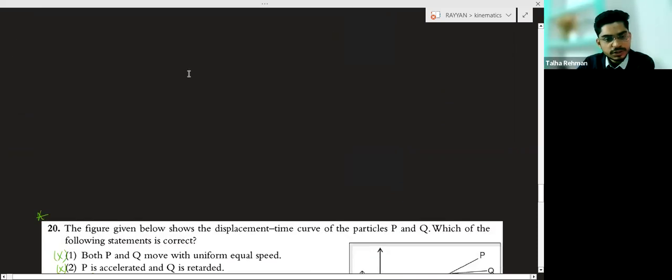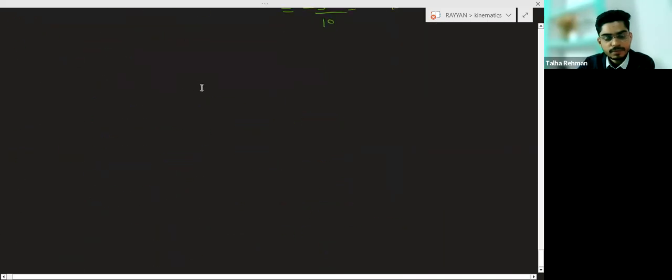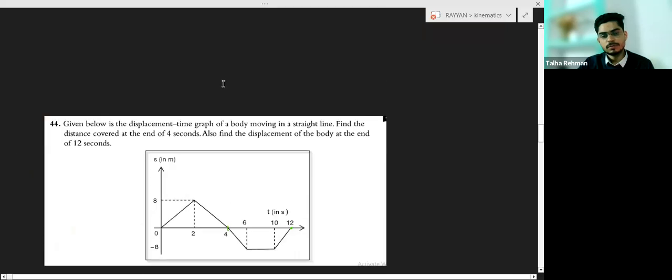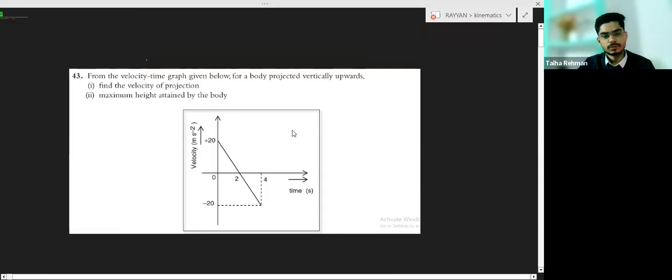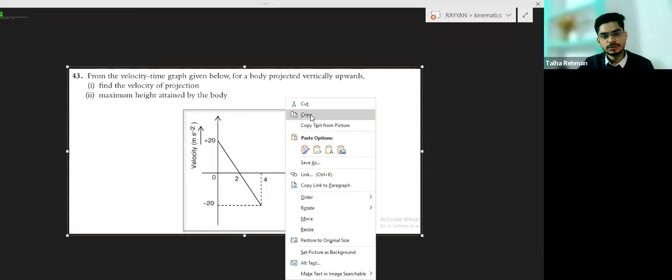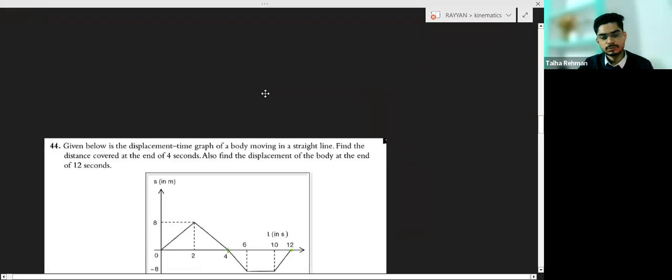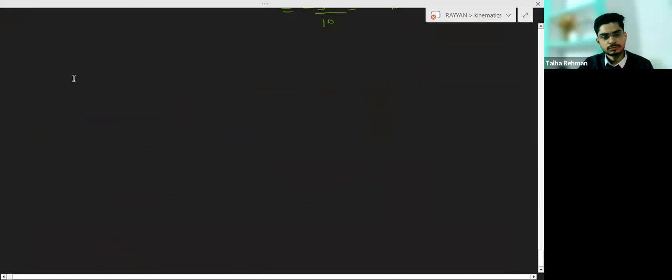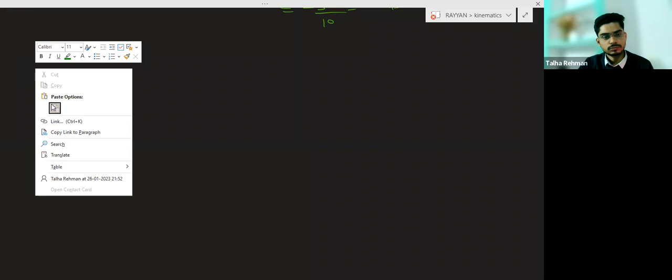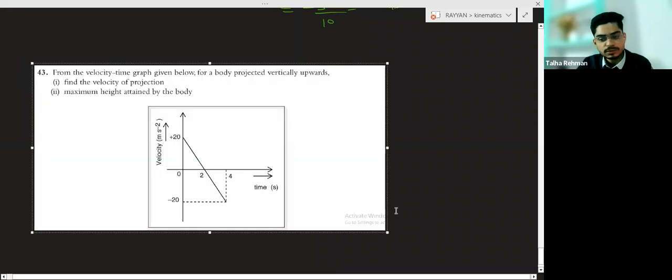Now some of the questions we will solve. I am solving this question. We already solved this question in the last classes, but again we are solving.